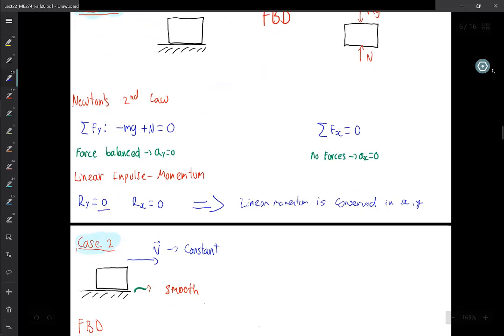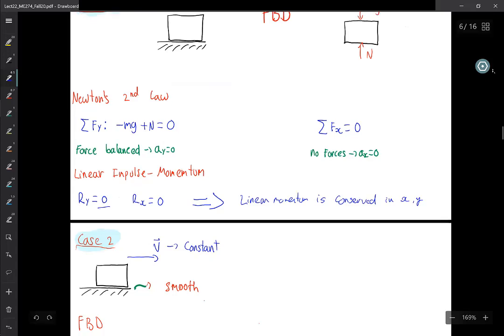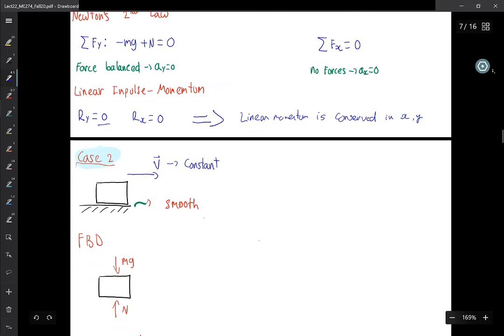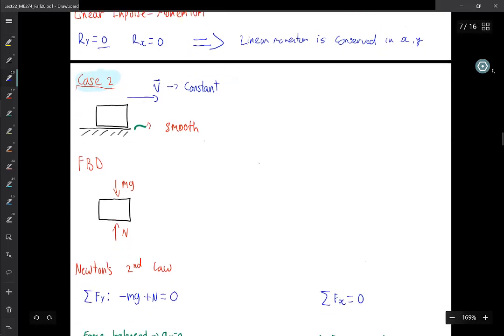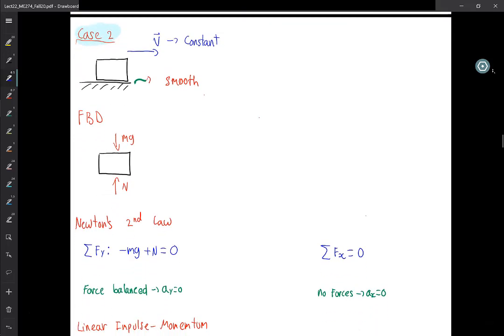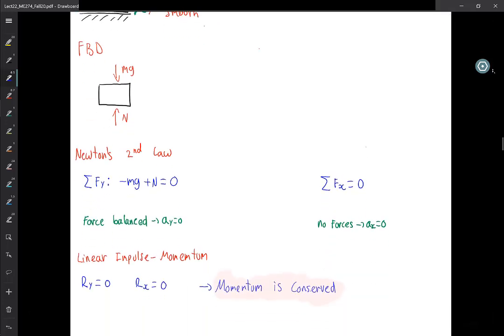Now, if we have that block moving with some constant velocity, the situation is the same again. We only have forces in the y direction, but they are balanced. And hence, we have also conservation of momentum, okay? So this is important to understand. It's not that forces are not there. Forces may be there, but they are balanced, then also momentum is conserved. And if there are no forces in that direction, then it's fine.